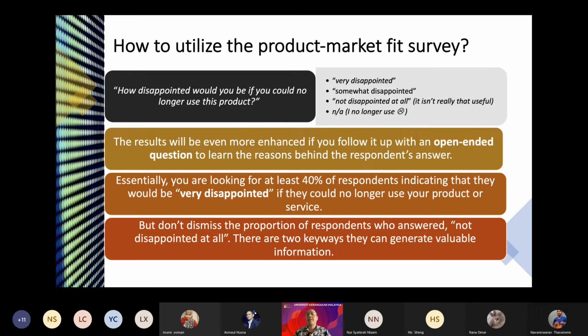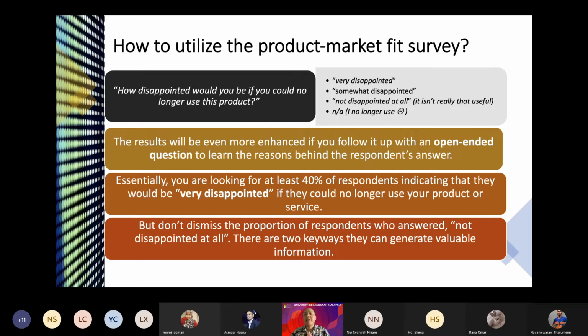Okay, so if the answer is very disappointed, it means this is a very good potential customer. And if they're not sure whether they feel disappointed or not, or maybe they say I don't feel anything, it doesn't matter at all whether it is available or not, because they don't really appreciate it, it means you might be engaging with the wrong target market. So this is what you should first have in mind.